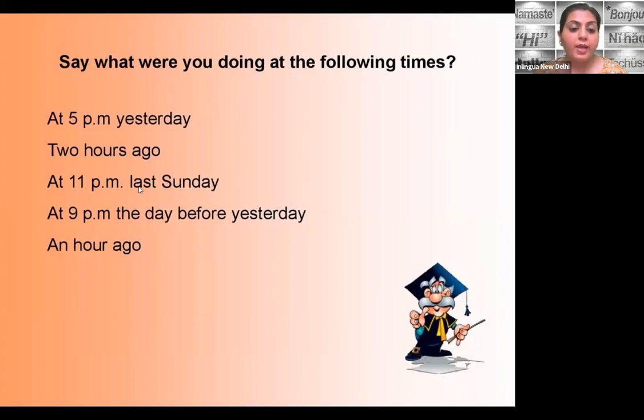What were you doing at 11 p.m. last Sunday? I was watching a movie. What were you eating at 9 p.m. the day before yesterday? I was eating my dinner at 9 p.m. yesterday or day before yesterday. Where were you going 1 hour ago or an hour ago? I was going to the market an hour ago.